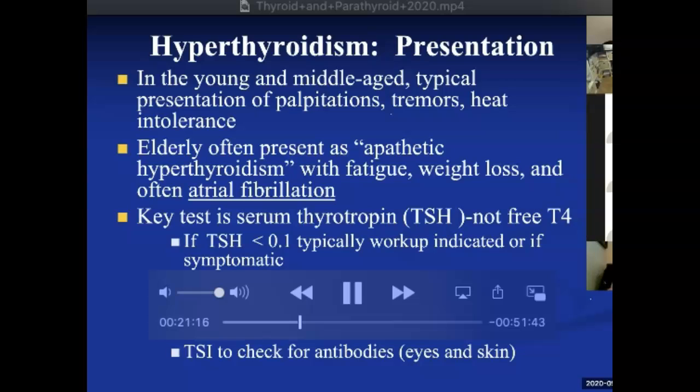You look at the TSI to look for different antibodies. The TSI is more located in your eyes and your skin. So that's what's going to cause the exophthalmos. That's what's going to cause the thickening of the skin on the pretibial area on the leg. Maybe it's going to be thick, maybe even shiny skin, because that's where those cells are, and that's where it's going to impact the body, right?